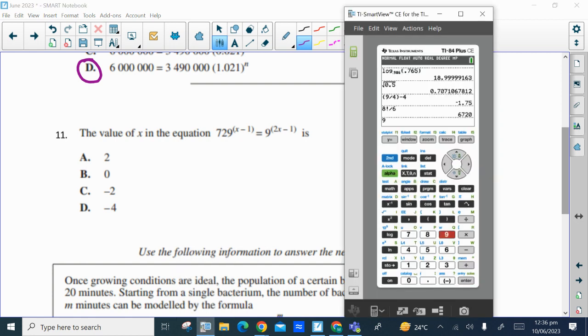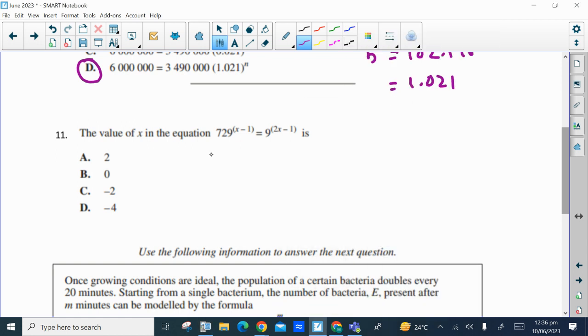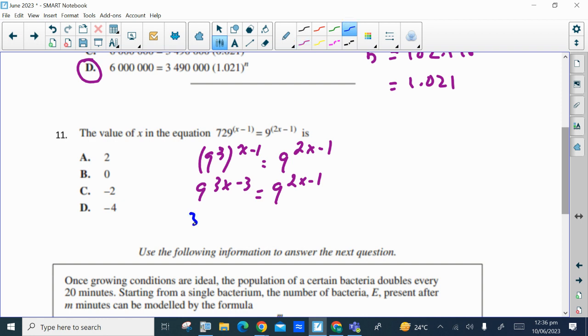I think 9 cubed is 729. Yes, it is. So you can write them both with a base of 9, which is nice because the right side already has a base of 9. You could also write them both with a base of 3. It would just be a bit more work. But on the left side, you got one exponent raised to another, so you multiply the exponents. The bases are the same, so the exponents have to be equal.